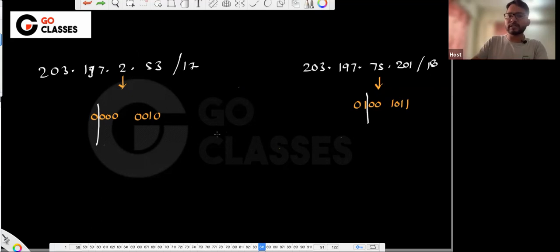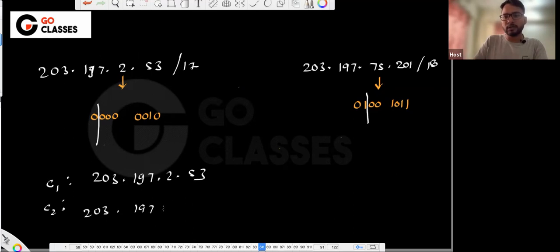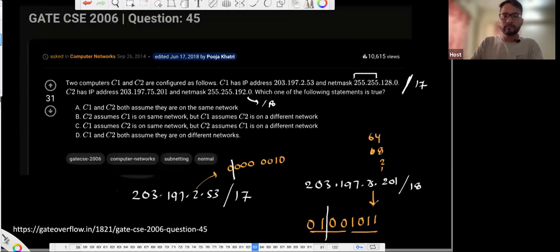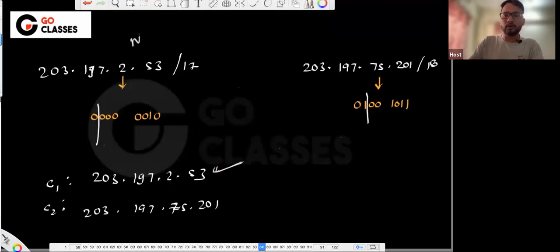Okay, so basically there are two networks and there are two IP addresses, C1 and C2. C1 IP address is 203.197.2.53. C2 IP address is 203.197.75.201. So tell me, C1 belongs to which network? This is 2.53. So this particular network is saying this should be 0 and everything could change. So this belongs to network 1, right? C1 is configured. So let me just call it net 1.